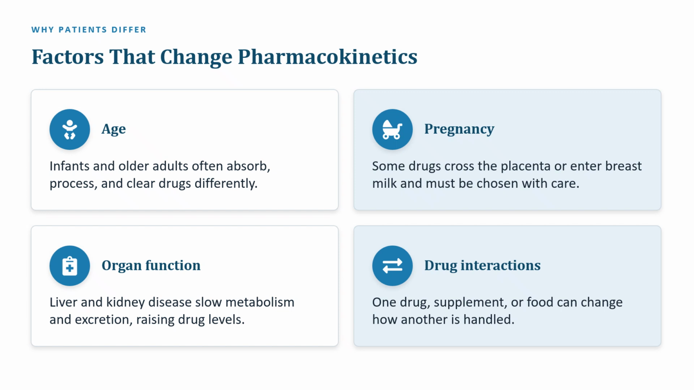The fourth is drug interactions, where one drug, an over the counter product, supplement, or even food can change how another drug is absorbed, metabolized, or excreted. This is the single biggest reason a complete and accurate medication list matters, and gathering that list thoroughly is squarely your responsibility. When you notice a patient falls into one of these higher risk groups, your careful history taking and documentation give the provider what they need to dose safely.